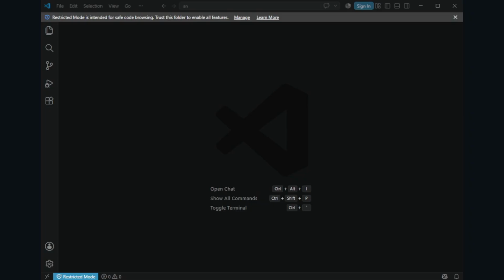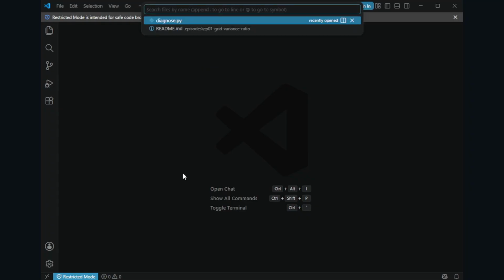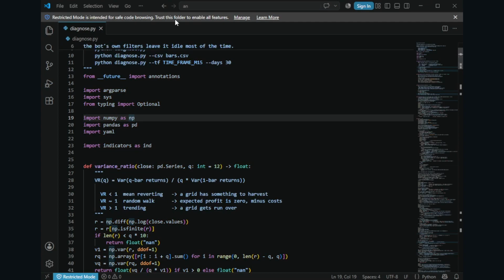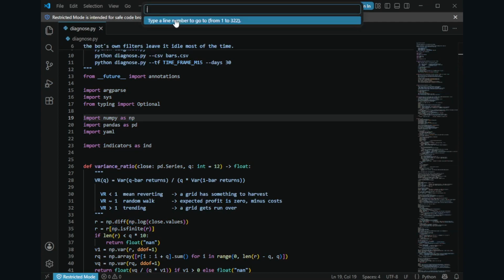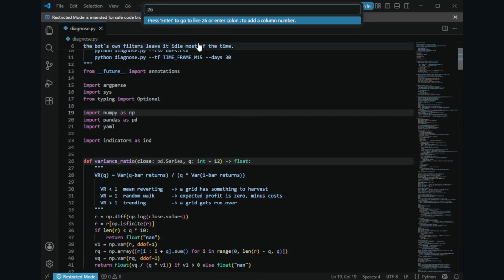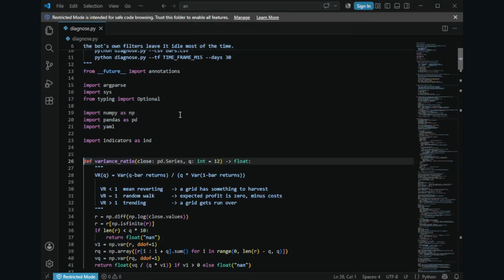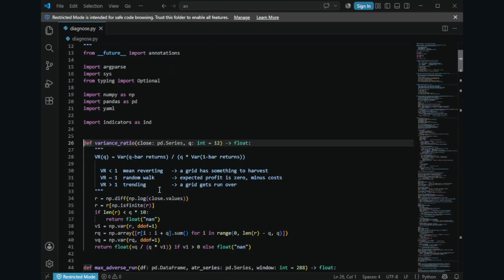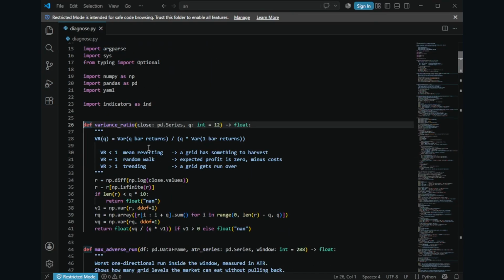If price is a pure random walk, variance scales linearly with time, so the variance of Q bar returns is exactly Q times the variance of 1 bar returns. The ratio is 1. If price mean reverts, moves partially cancel, Q bar variance is less than Q times the 1 bar variance, ratio below 1. That's grid territory. If price trends, moves compound, ratio above 1. That's grid death.